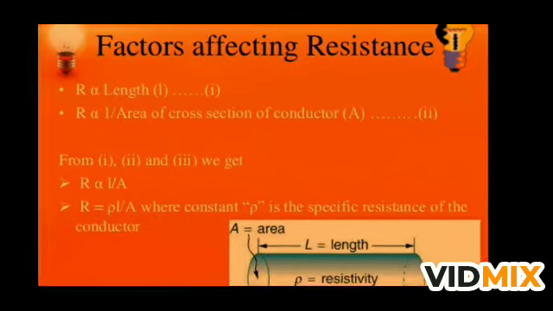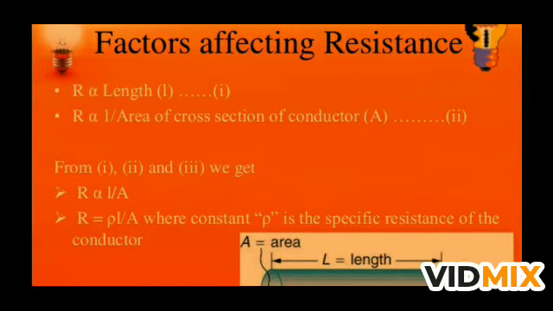Now the factors affecting the resistance: it depends on the length, and it is directly proportional. Means if you increase the length, resistance increases. The second is resistance is inversely proportional to area of cross section, means thickness. If the thickness increases, the resistance decreases. If the thickness decreases, means that if the wire is thin, the resistance is more, and if the wire is thick, the resistance is less.